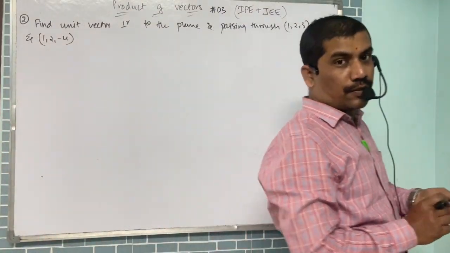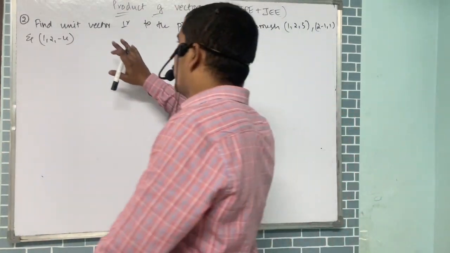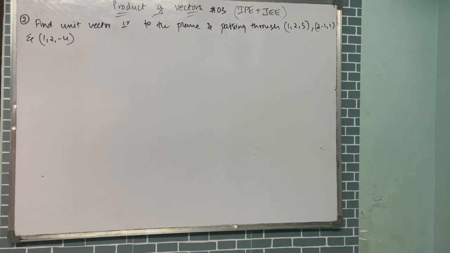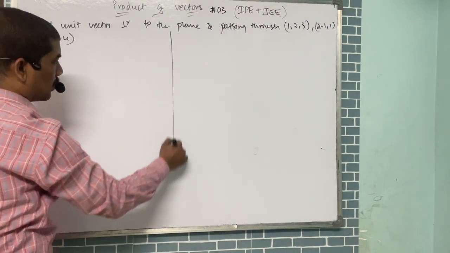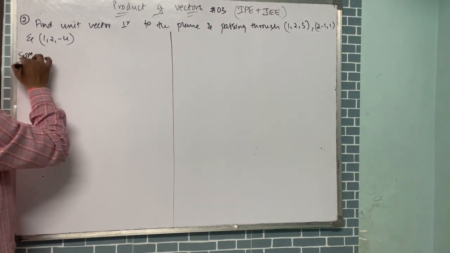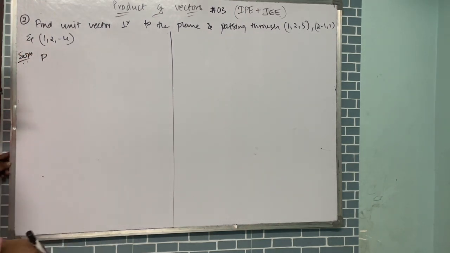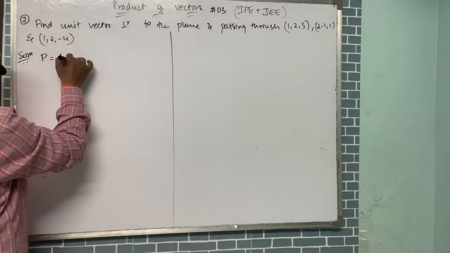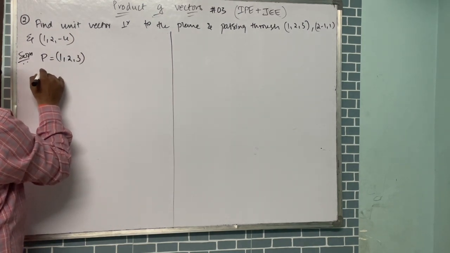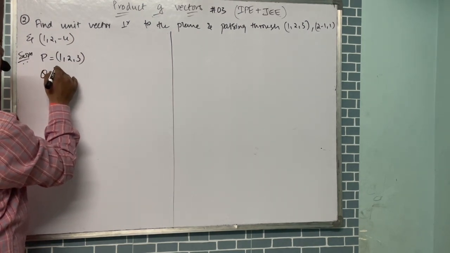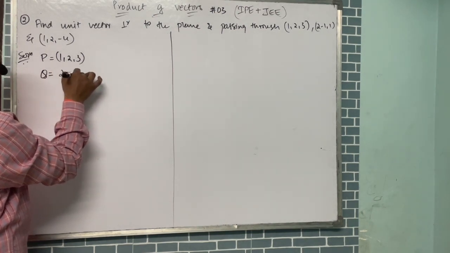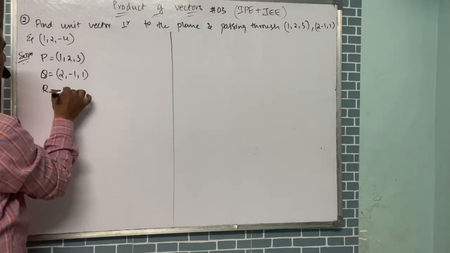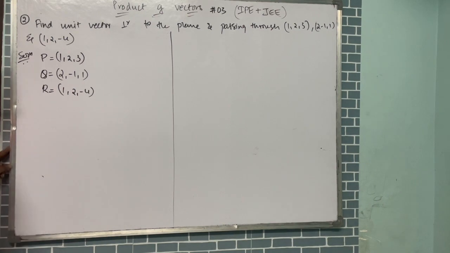In this video, it's a continuation of our last part. We need to find the unit vector perpendicular to the plane and passing through these points. There is one formula for this, student. Suppose we consider these points as A, B, C or P, Q, R, depends on that. If you consider it as PQR, then P is equal to 1, 2, 3, Q is equal to 2, minus 1, 1, and R is equal to 1, 2, minus 4.